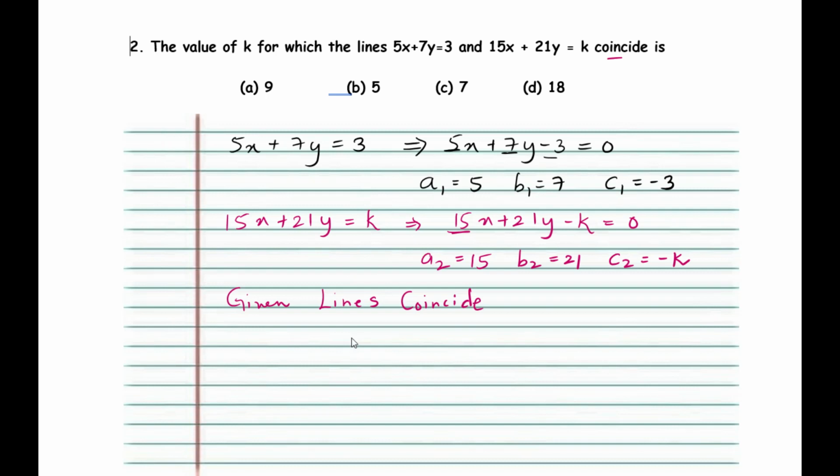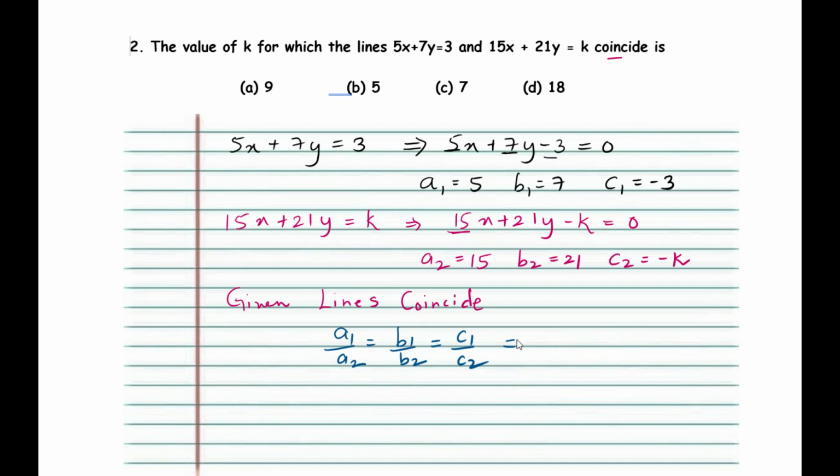If the lines coincide, the condition is the ratio A1 by A2 is equal to B1 by B2, which is equal to C1 by C2.